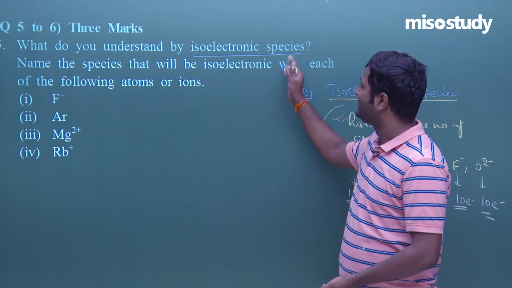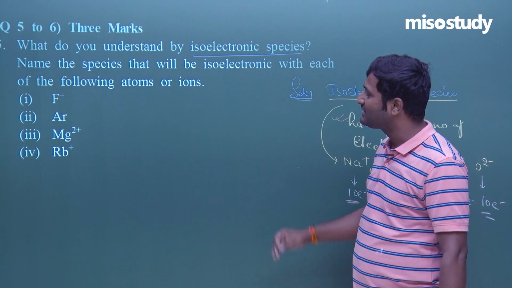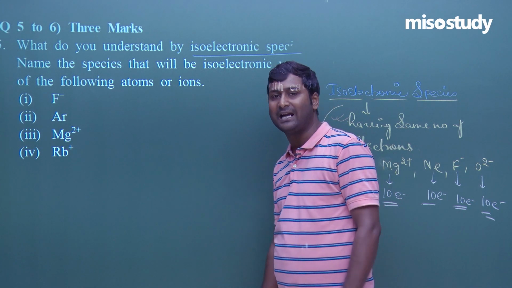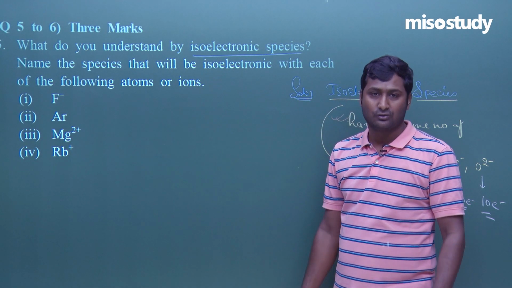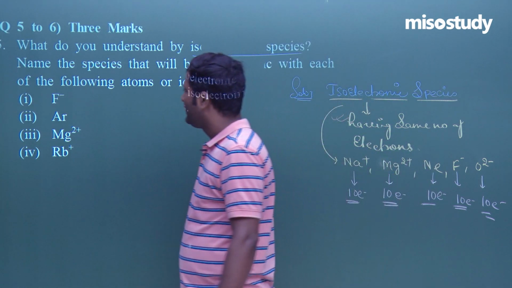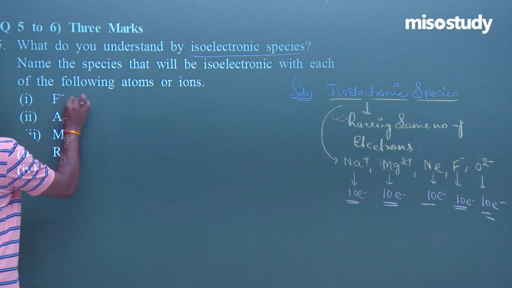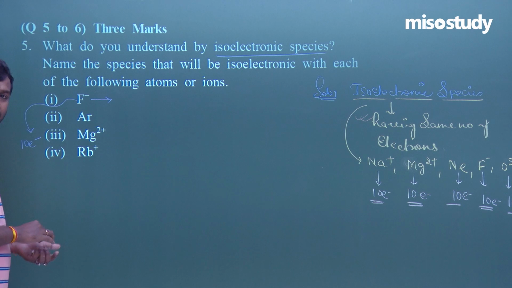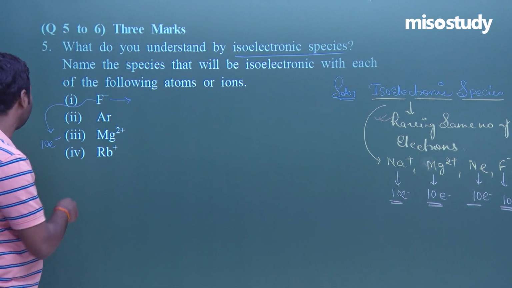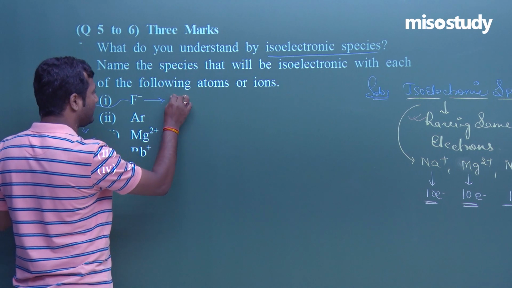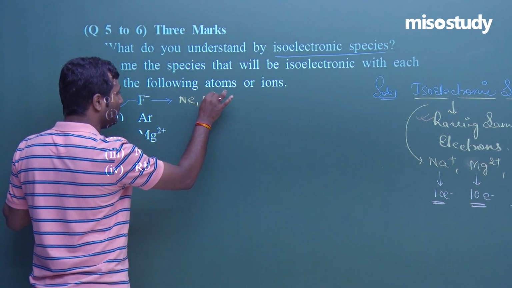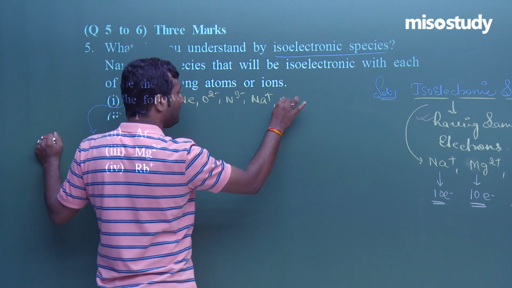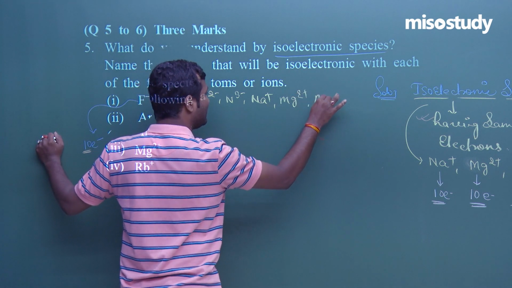So for this question, that is the explanation. Now again here it is given: name the species that will be isoelectronic with each of the following atoms or ions. This is a 3 marks question, so there is a requirement of explanation. Now here is given isoelectronic with F-. As we know, F- contains 10 electrons. So definitely the isoelectronic species will be neon, O2-, N3-, maybe Na+, Mg2+, Al3+.